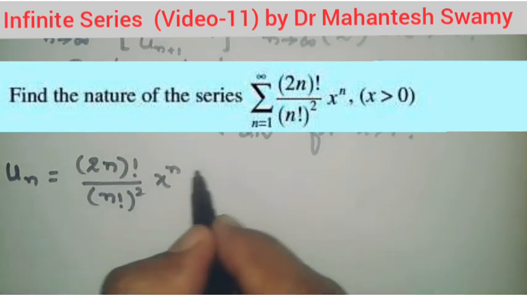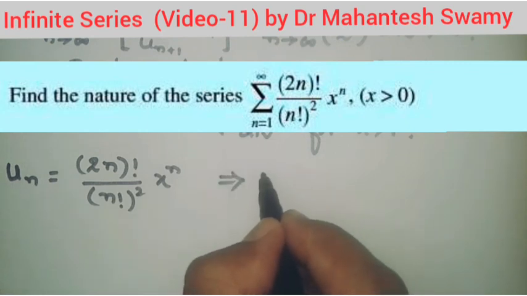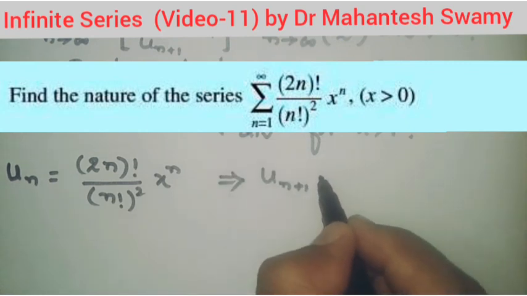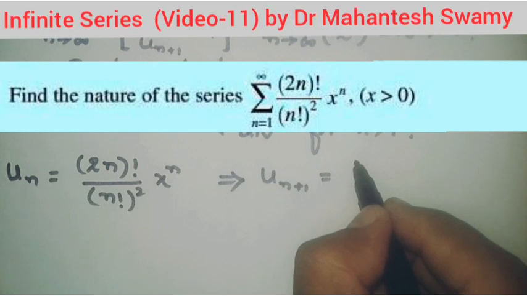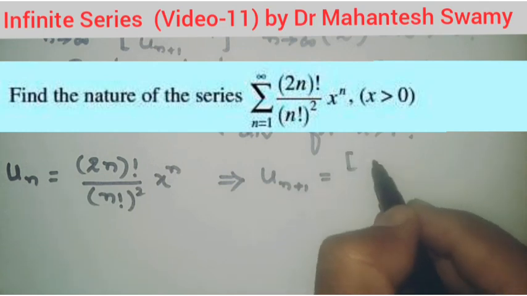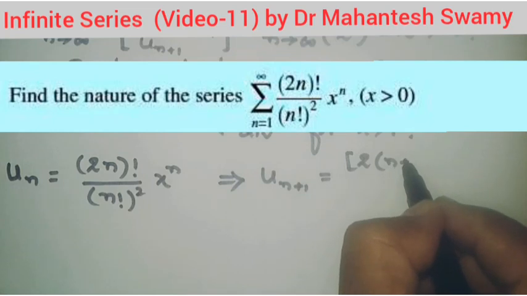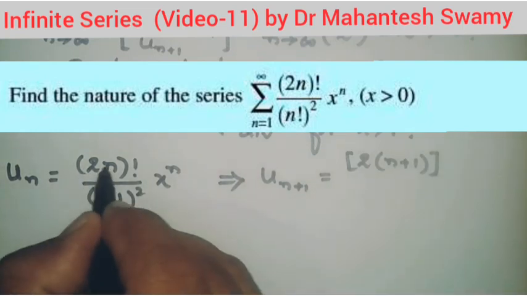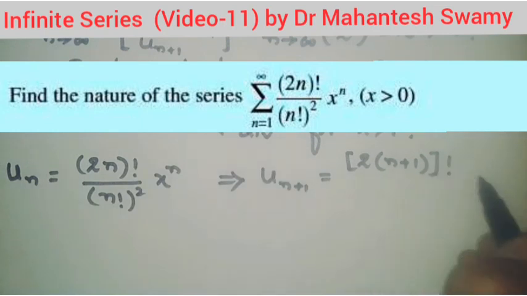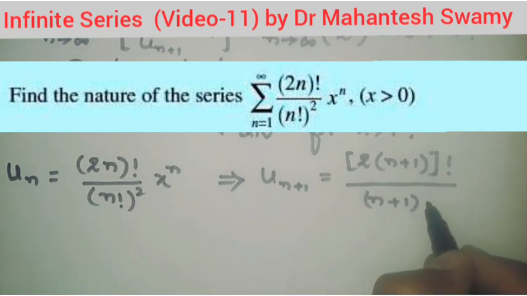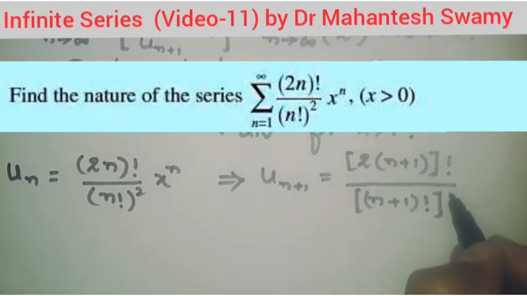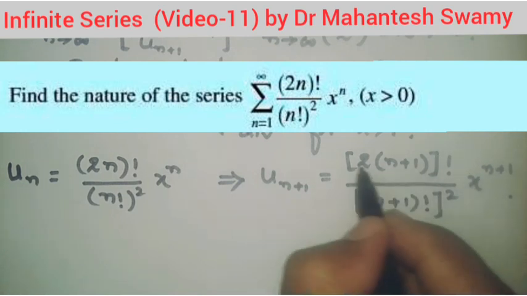So this is un, and by looking at this we have to write down un plus 1. It is required for both ratio test and Raabe's test. So let us write un plus 1 simply by replacing n by n plus 1. So it is 2 into bracket n plus 1, because we are replacing n by n plus 1, factorial outside, divided by n plus 1 factorial and whole square, the square of that, into x to the power n plus 1. So this is un plus 1.